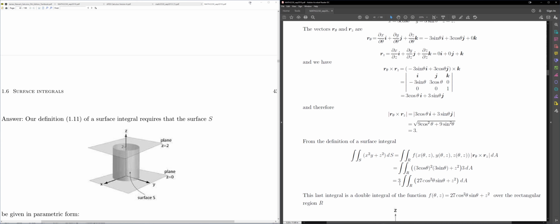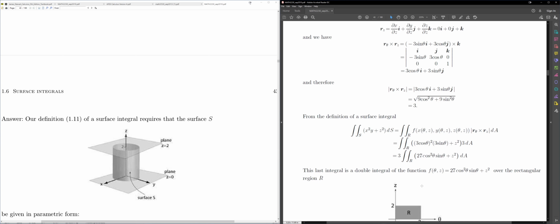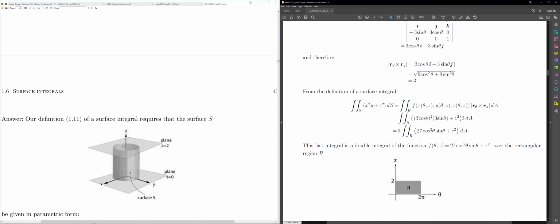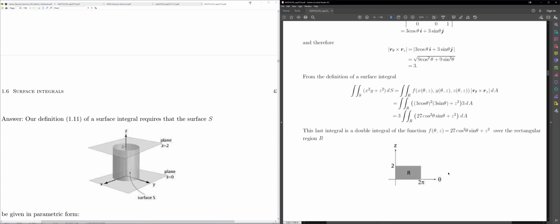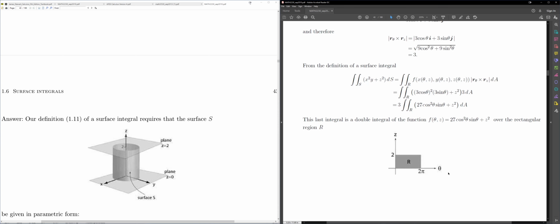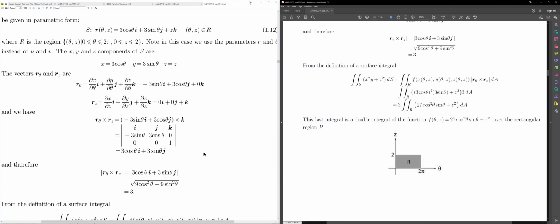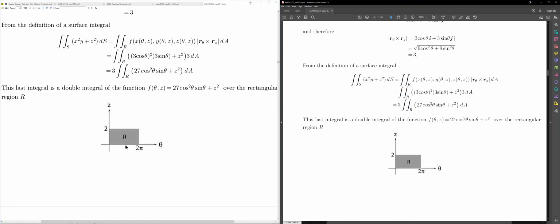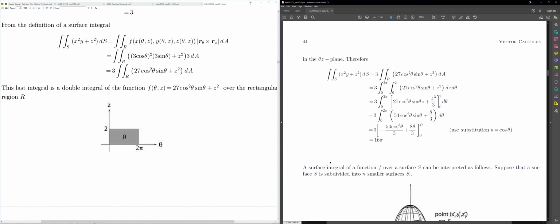It's 3. Okay, so the surface integral turns out to be a double integral, and this is now just a double integral over a rectangular region. While it might seem complicated, you just integrate with respect to theta and z. So this is in fact the easiest form of a double integral, where you're integrating over a rectangular region. Okay, so I'm integrating this function over this rectangular region. And how are you going to do that?